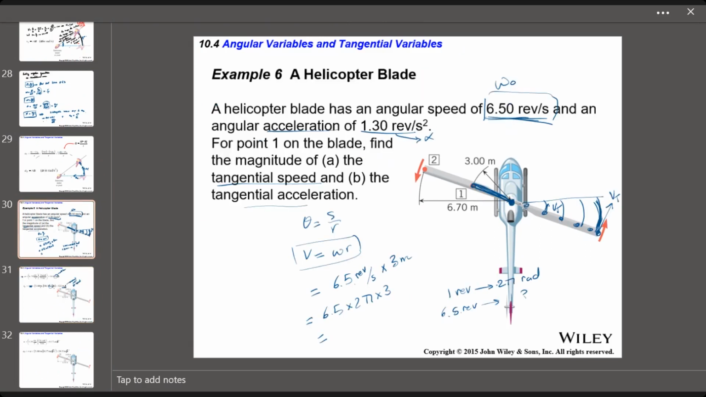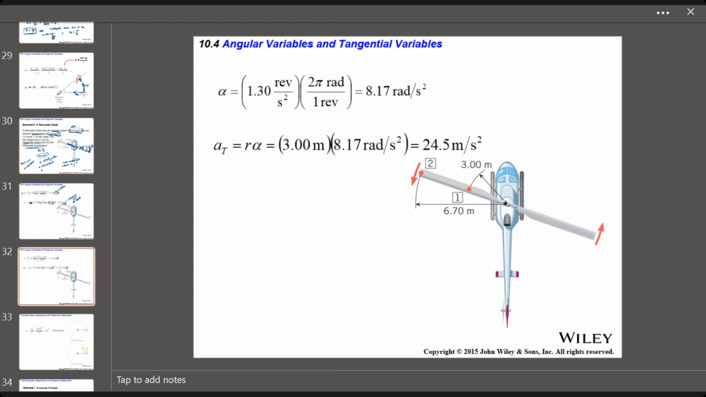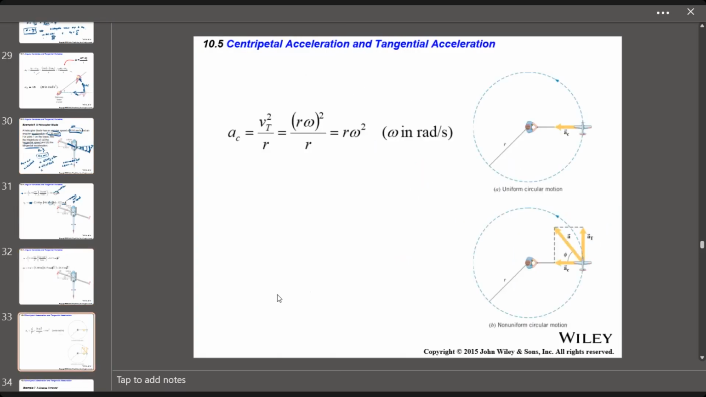And then I also want the tangential acceleration. That's very easy. I have the angular acceleration, and a tangential is going to be alpha times r. So I'll just put 1.3. Again, this is revolutions per second squared, so I'll multiply by 2 pi again, and r is 3 meters. You can find the tangential acceleration. Now I can ask you to find the centripetal acceleration also, and this is going to be none other than v squared over r. So the speed that you found previously divided by r, you get the centripetal acceleration.